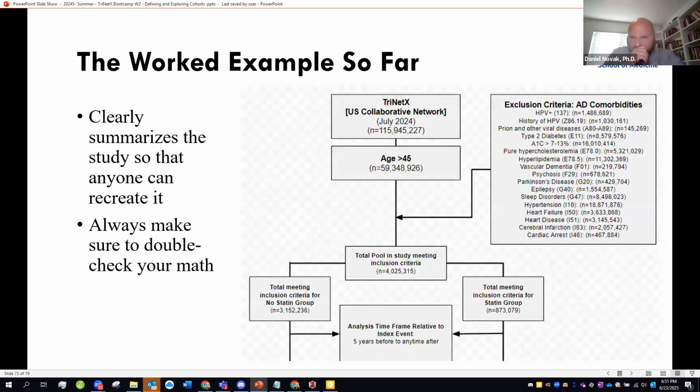And you can see here, so these are so far the worked example that we've been discussing. Here are my characteristics that are defining this. I did this back in July 2024 last year when there were about 150 million people on TriNetX. The only people included in ours were over the age of 45, which is about 59 million people. And you can see that we excluded everybody who met these characteristics, leaving about 4 million people in that total pool.